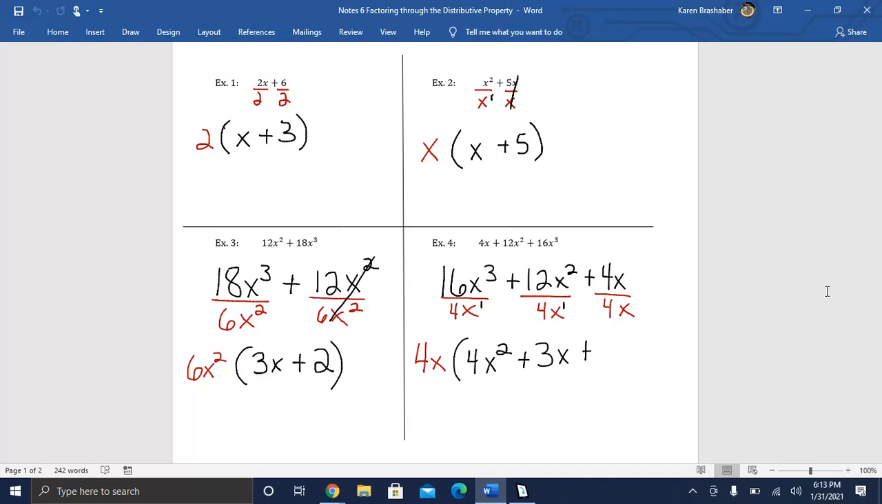Now, numbers that divide, I must put the number that I get. So 4 divided by 4 is a 1. My x's will cancel, and since I have already written the 1, I have got an expression for that term, and that would be my final answer. So 4x times 4x to the second plus 3x plus 1.